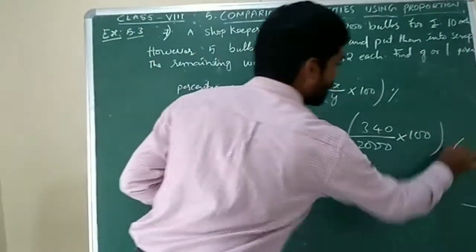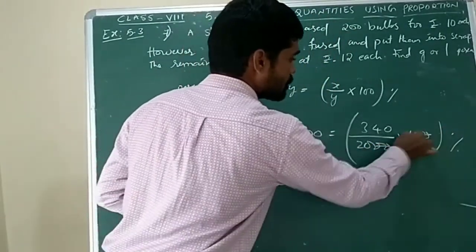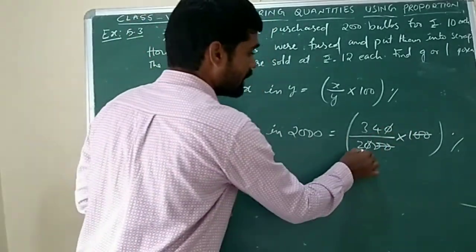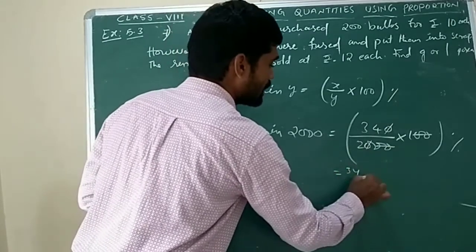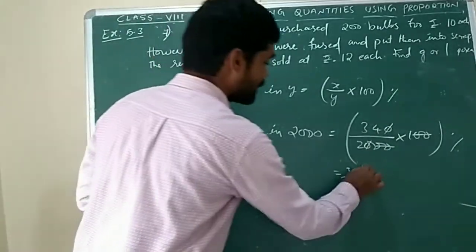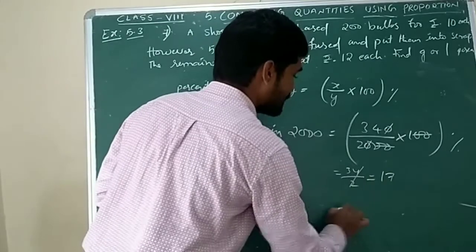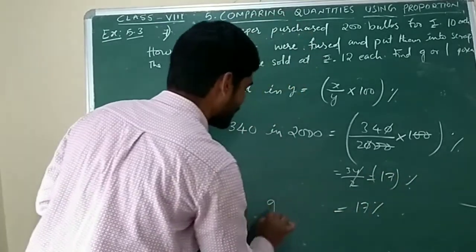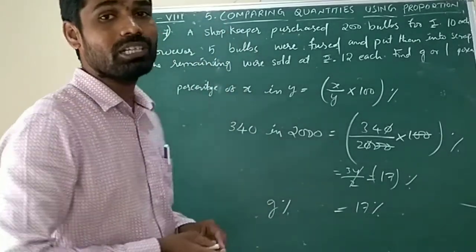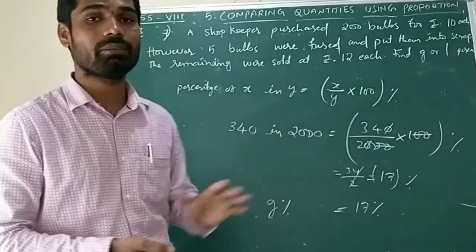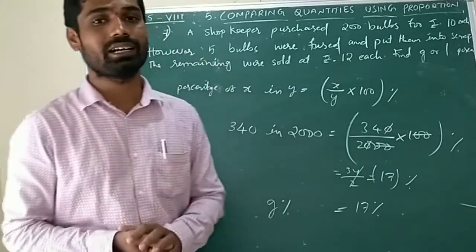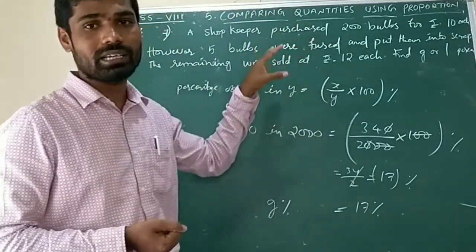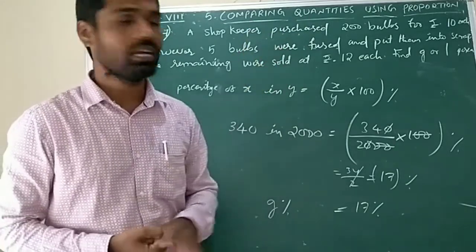So what is the percentage? See here, two zeros can be simplified, and 10 can be simplified. Here 2 and 34. So 34 by 2 is nothing but 17. So 17%. What is the gain percentage here? Gain percentage is equal to 17. So this is the way we can simplify the problem in a simple method. We have to understand first what is given and what is asked. If you know these two things, then it is easy to find the answers.